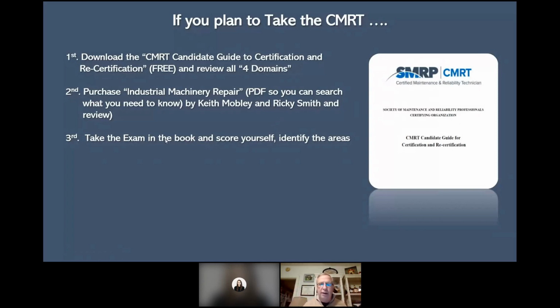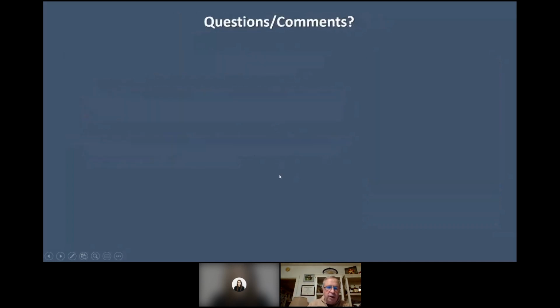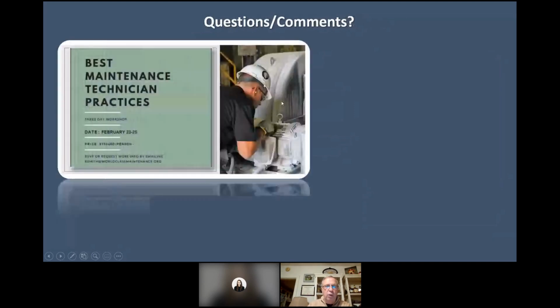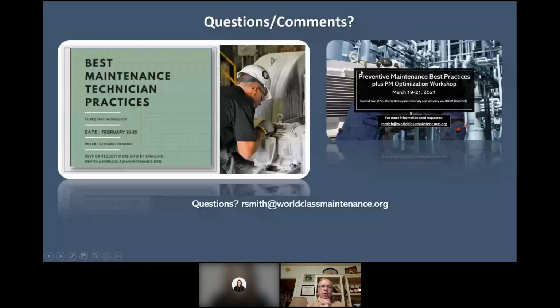Try to align everybody's thinking, okay? And then identify the areas you may be weak in and study, and then retest if needed. So questions, anybody? Open up for questions. What questions we got?